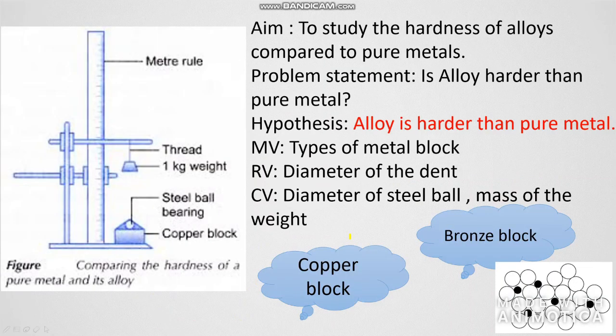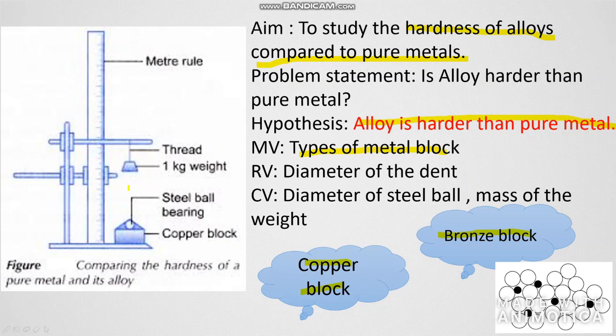Next, let's look at this true experiment. The first experiment here is to study the hardness of alloy compared to pure metal. So proper statement is alloy harder than pure metal. So hypothesis, alloy is harder than pure metal. So in this experiment, the manipulated variable MV is type of metal block. So dua jenis metal block yang kita guna iaitu copper block and also bronze block. As you can see here, this is the arrangement item for bronze. So ini bronze ialah alloy. So alloy ini lebih harder as compared to copper block.